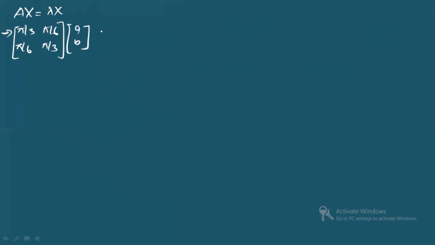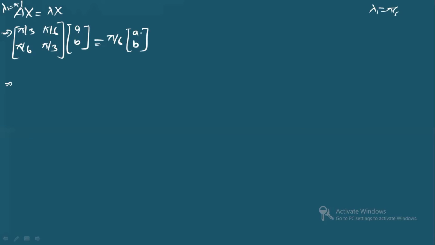a, b. Okay, lambda, this is for what? We are taking lambda 1 equal to pi by 6. So first we are doing lambda 1 is equal to pi by 6. Okay, pi by 6. So here you will write this to be equal to lambda x, lambda is pi by 6 and this is x. So it is a, b.